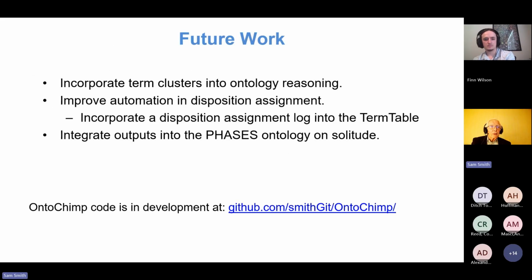Our future work includes incorporation of the cluster terms, which may assist in automating the categorization process. We're working to improve the automated disposition assignments, and as this becomes more systematized, we hope to incorporate these dispositions into the term table itself. With a bit more refinement, we will work with subject matter experts and ontologists to integrate the key concepts into the emerging PHASES solitude ontology. Our Python applications are available in their current very developmental state at the temporary GitHub shown.